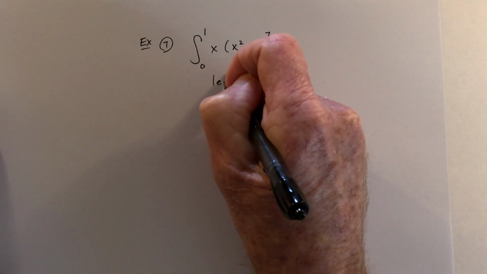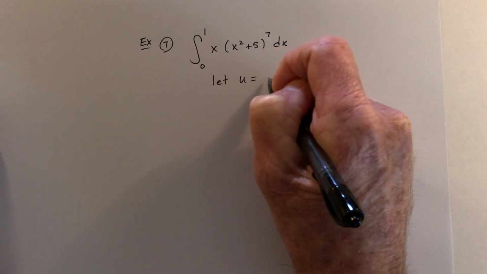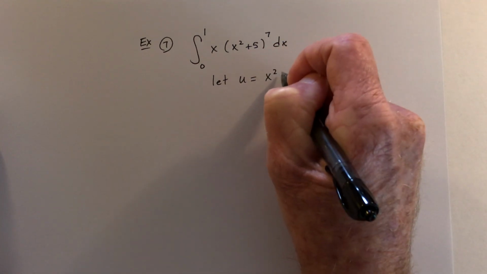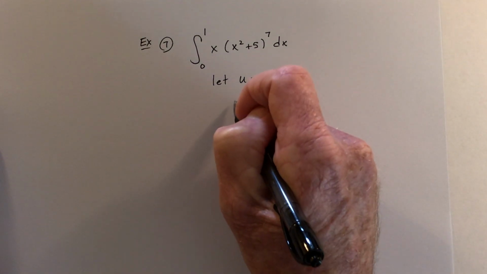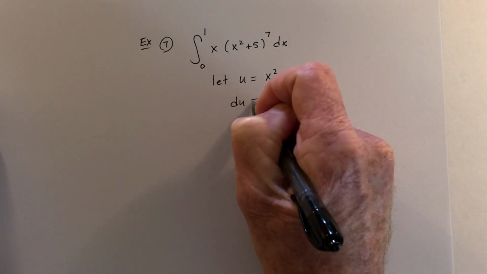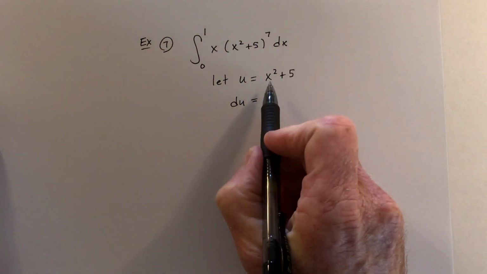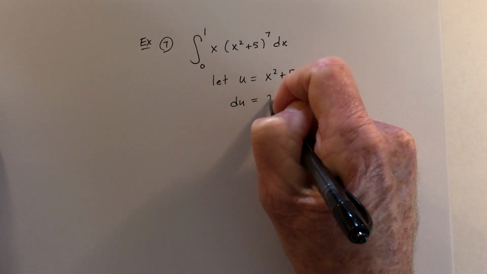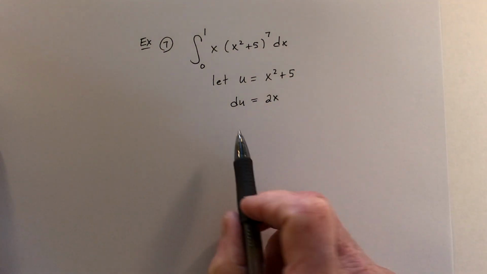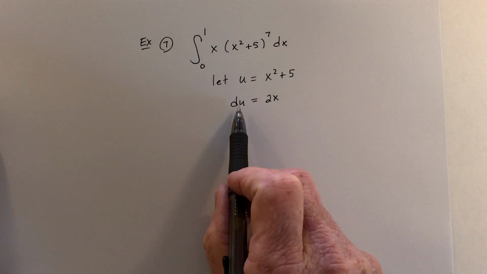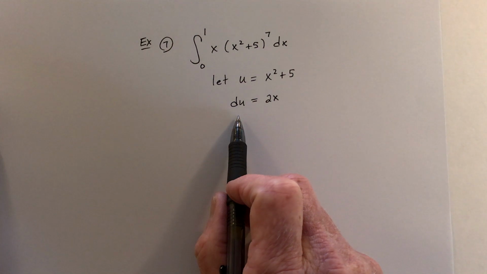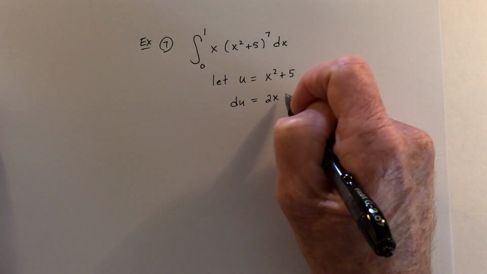So using U substitution, let U equal the inside part, x squared plus 5. And now find the derivative. So the derivative of U equals, the derivative on this side is just 2x. And with U substitution, technically you're supposed to say this is du divided by dx, and then you multiply that dx onto the other side.